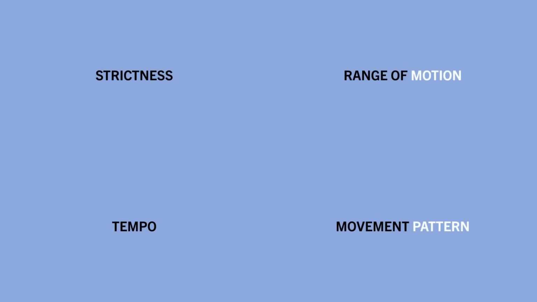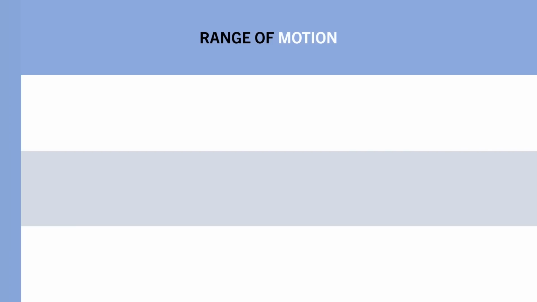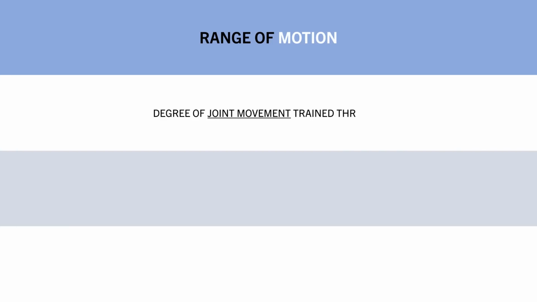The next component of lifting technique that will influence the amount of load used is range of motion. This refers to the degree of movement we lift through during each rep. In most cases, training through a larger range of motion will reduce how much weight we can lift, while partial range of motion usually allows us to lift heavier loads. But what is better for hypertrophy, partial or full range of motion?